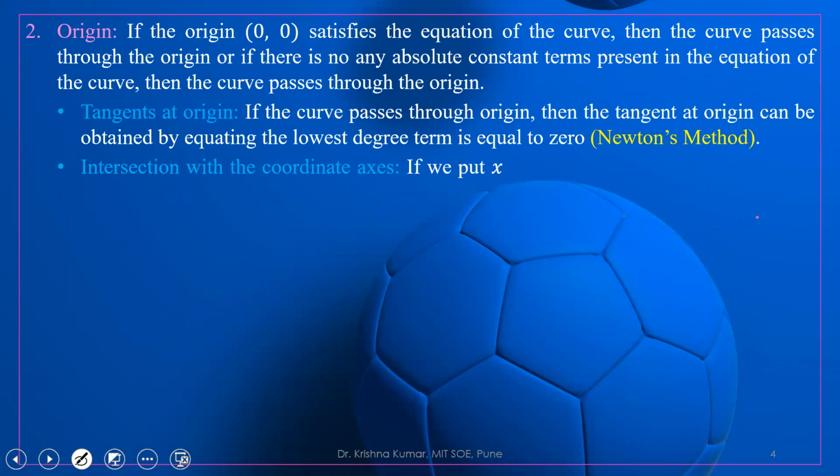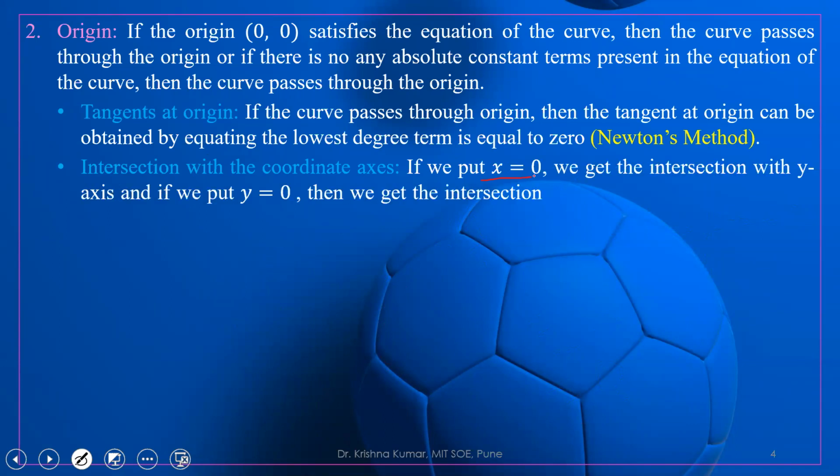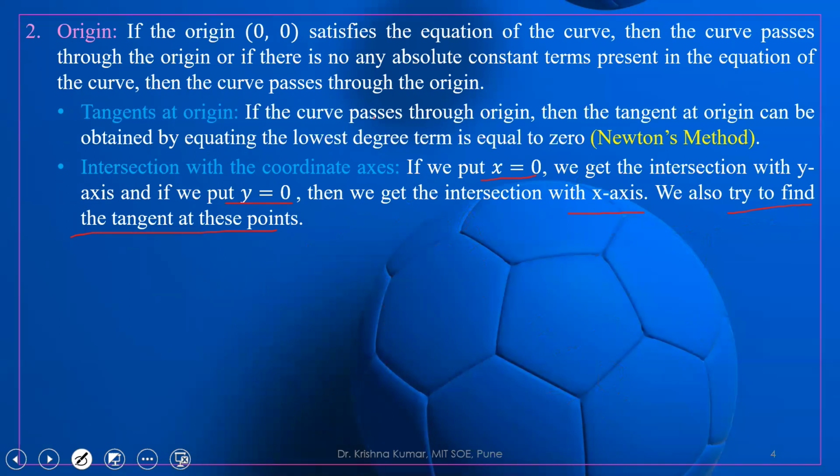Next thing, intersection with the coordinate axes. There are two coordinate axes, the x-axis and the y-axis. If you put x equal to 0, we get the intersection with the y-axis, and if you put y equal to 0, we get the intersection with the x-axis. Suppose we get another point except origin, then we will also find the tangent at these points. We have already explained it: we differentiate, find dy/dx, and put the value of x and y at that point. That will be the tangent at that point.